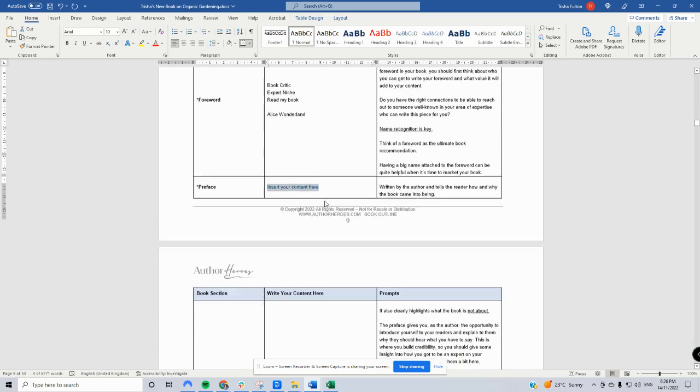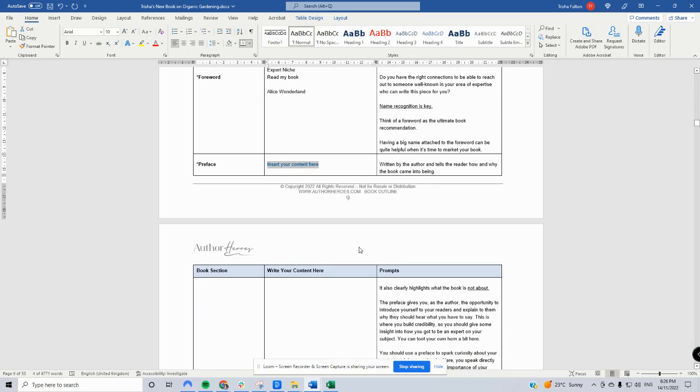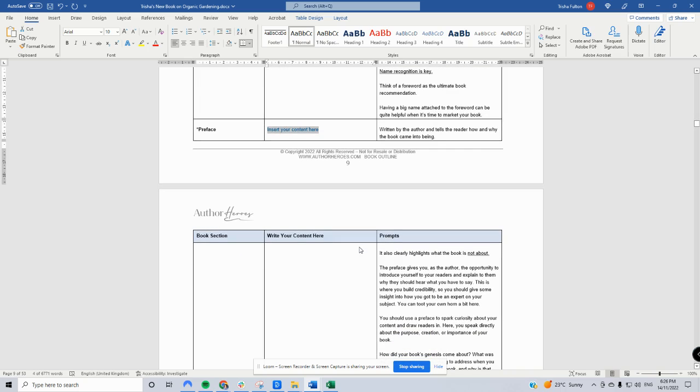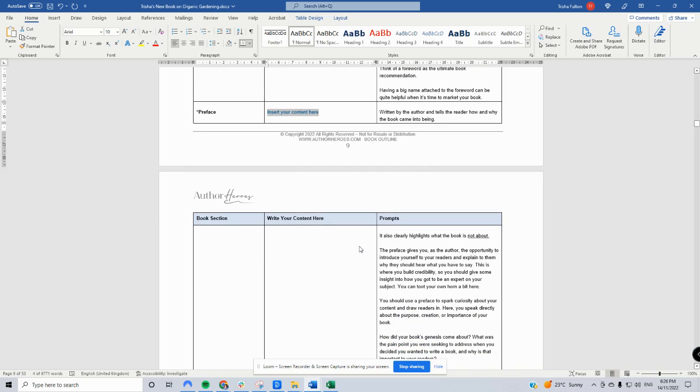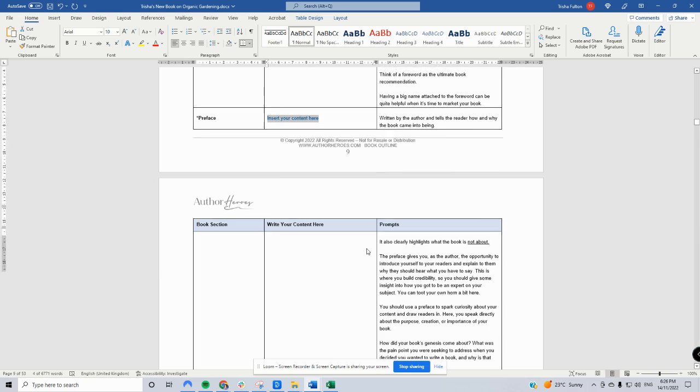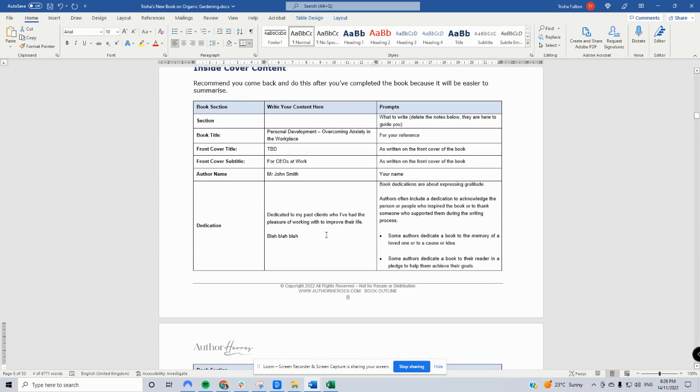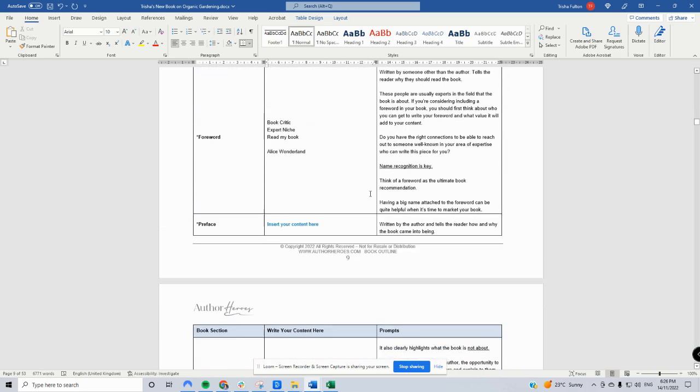This is the preface for the book. This is where I tell the reader how and why the book came into beginning and what the book is about and what it's not about. It gives me the opportunity to introduce myself as the author and also position my credibility and expertise. Now, I am not a psychologist, and in this book, I am writing as Dr. John Smith, a psychologist.